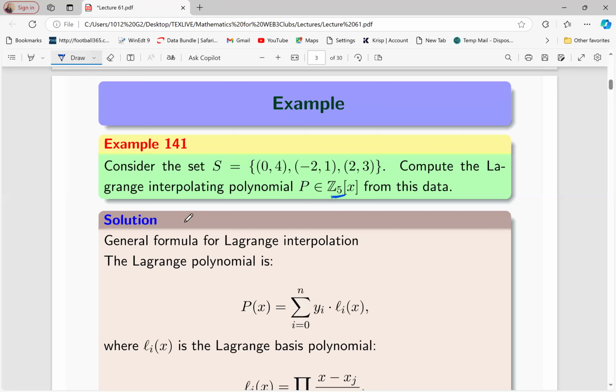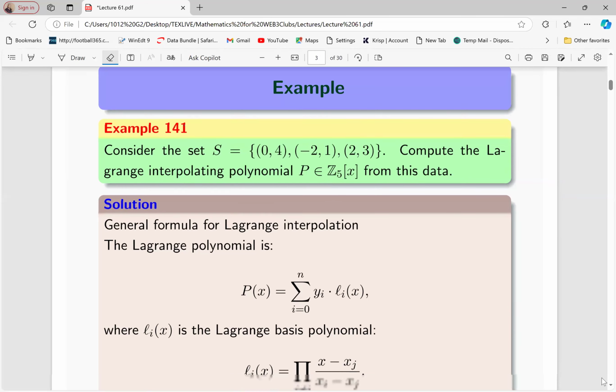So as we said, if you are given 3 points, then we expect that your polynomial will be at most of degree 2. If you are given n points, then we expect that your polynomial will be at most of degree n minus 1. That is what we expect.